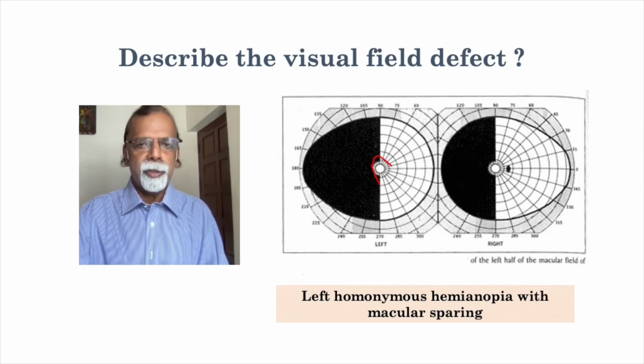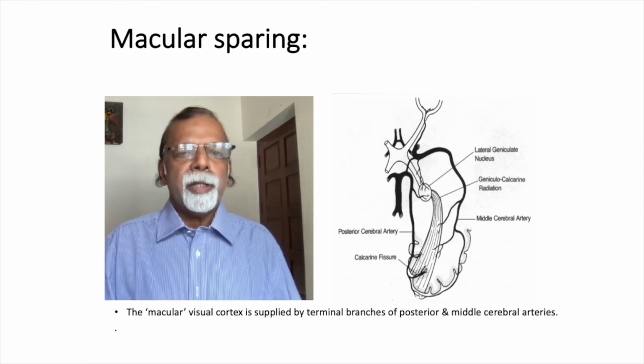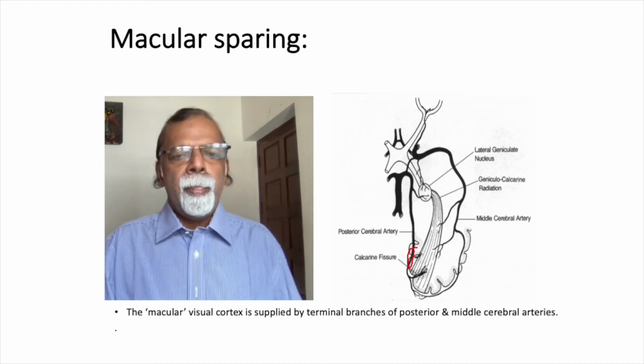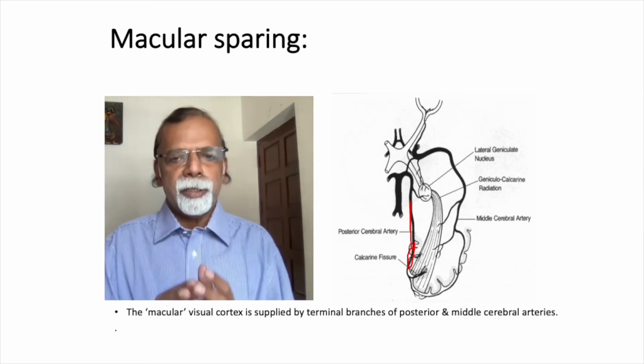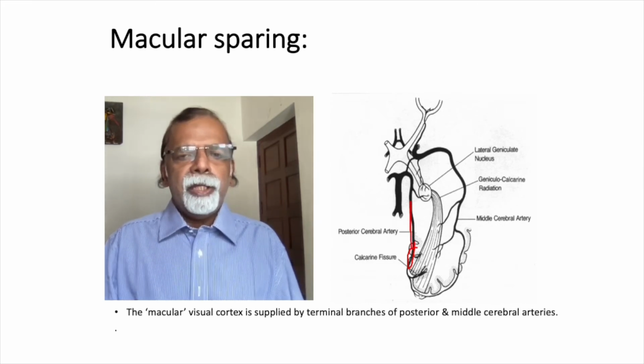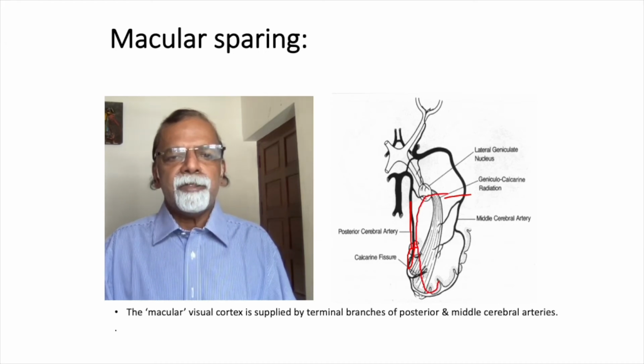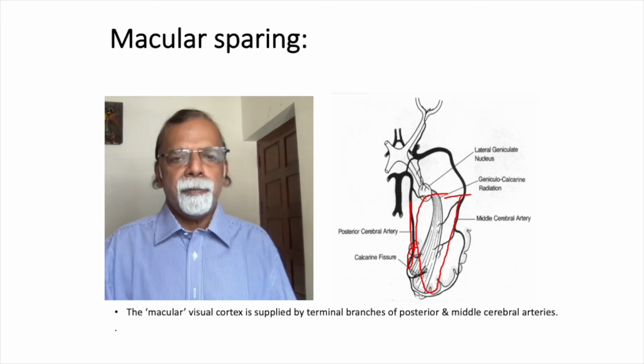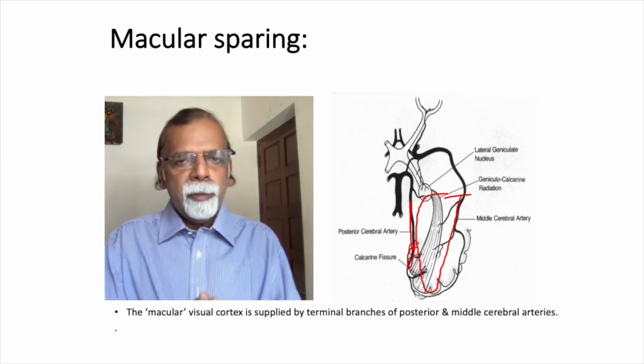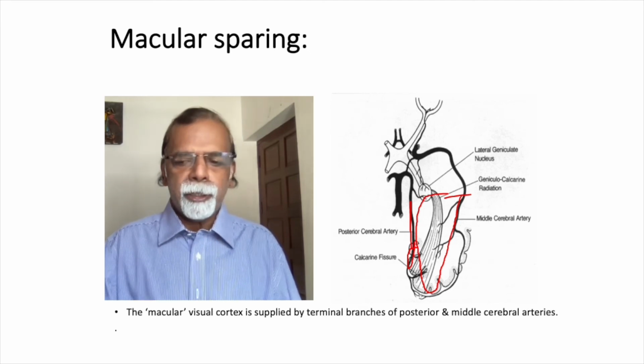So what is the basis of this? If you remember the blood supply, the part of the occipital lobe where the macula is represented has got bilateral supply. So it is the terminal branches of the posterior cerebral artery and also a branch from the middle cerebral artery supply. So there is a dual blood supply. Because of this, when the posterior cerebral artery is occluded proximally, the major chunk of optic radiation is affected, but the macular region is spared. So what will you get? You get a homonymous hemianopia which is congruous with the macular sparing.